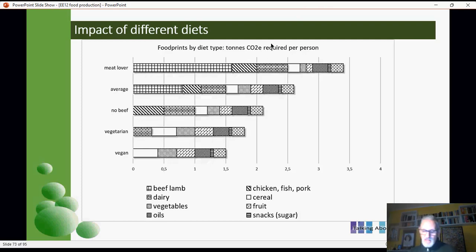So this is the idea of the footprint, your diet's footprint in terms of carbon, in terms of CO2 production. I would imagine that you guys have already seen this type of data, but it's quite clear that even the average diet, without going to the extreme of the meat lover, which has these first three, beef, chicken, dairy, that's this part here, makes a huge contribution to the carbon dioxide production. So it's the animal part which is producing the greenhouse gases.